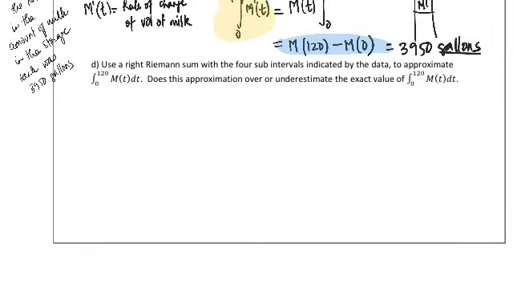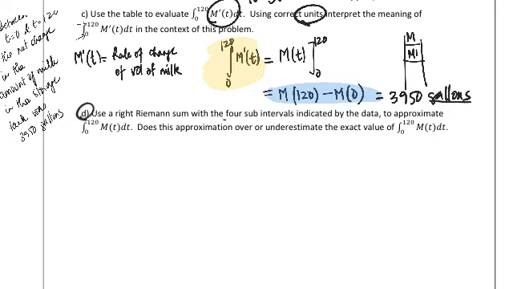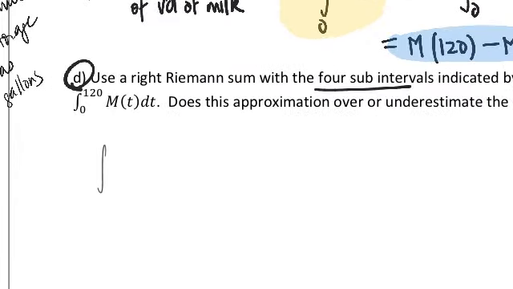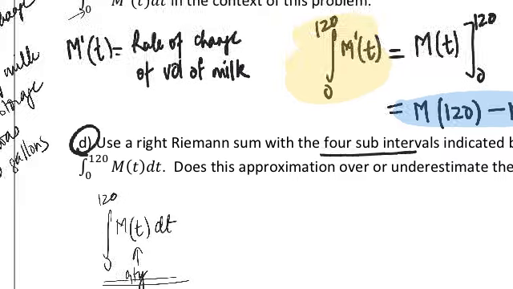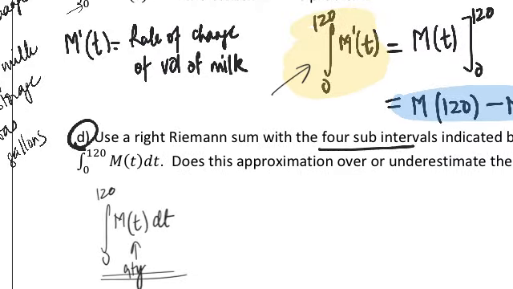Use a right Riemann sum in part D with 4 subintervals indicated by the data to approximate the integral from 0 to 120. Notice now we're not integrating a rate, we're just integrating m. In the next unit, we'll understand what the physical significance of this integral is. Right now, we're just realizing that this is not the quantity we are integrating. The quantity is already inside the integral. So this is a different integral than the one we did back here.